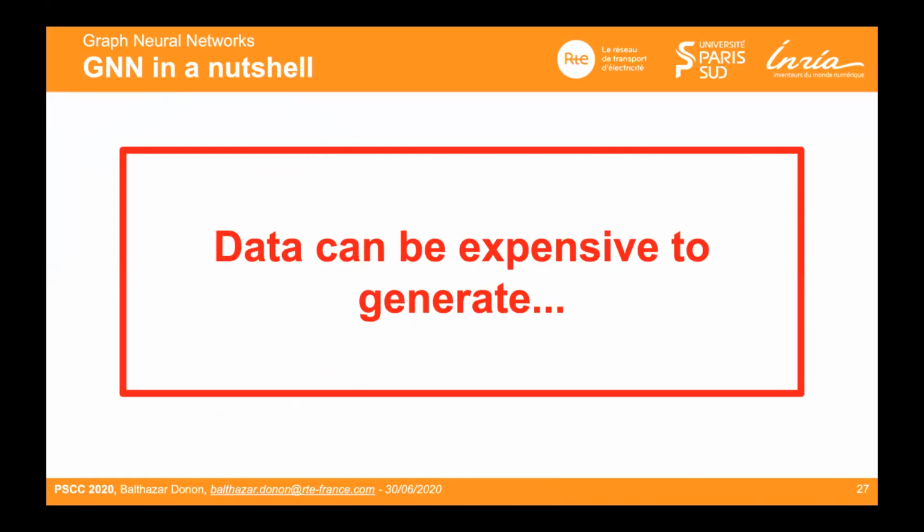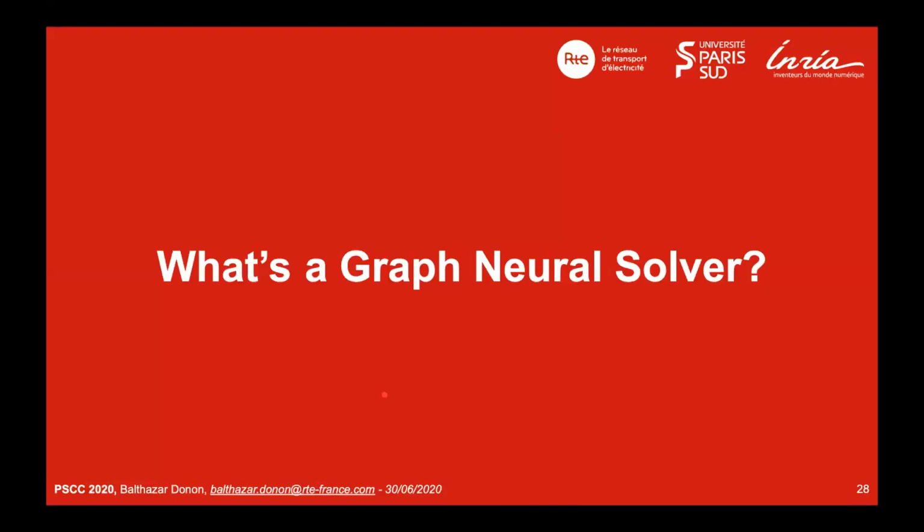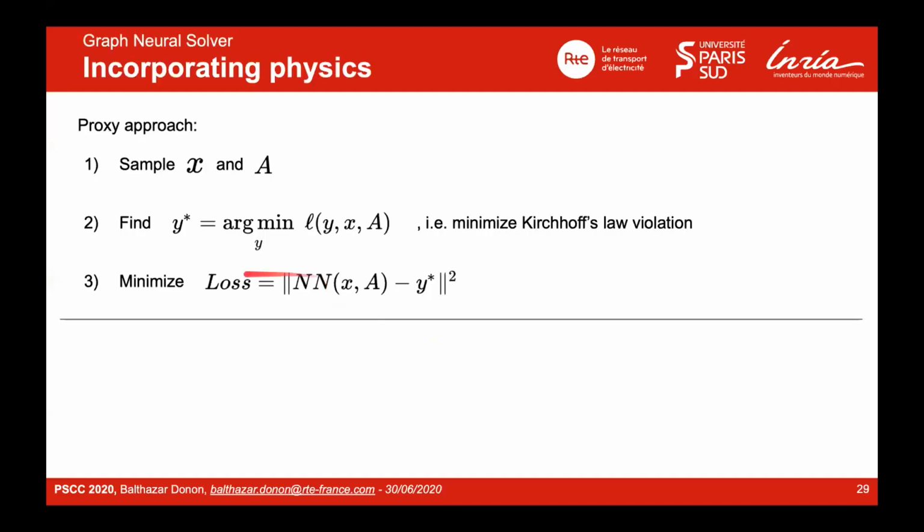Another problem that we still need to face is that data can be expensive to generate in some cases. So that's why we've made this paper, this novel contribution, and that's why we introduce graph neural solvers. If I describe succinctly the approach that we have developed so far, in order to train your graph neural solver, you need to sample a bunch of injections and a bunch of adjacency matrices.